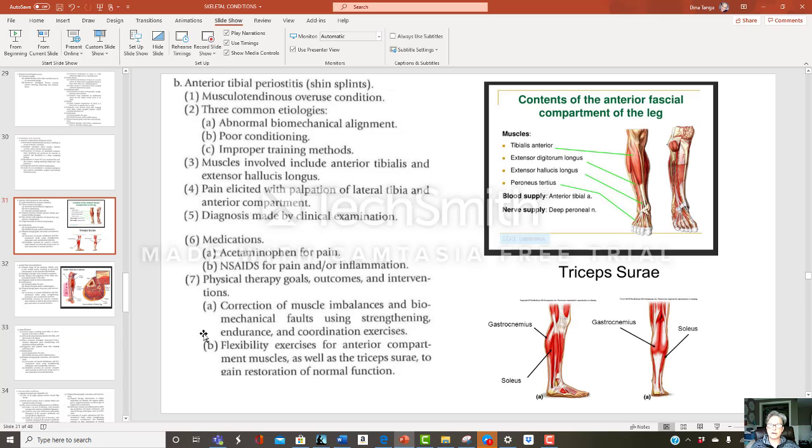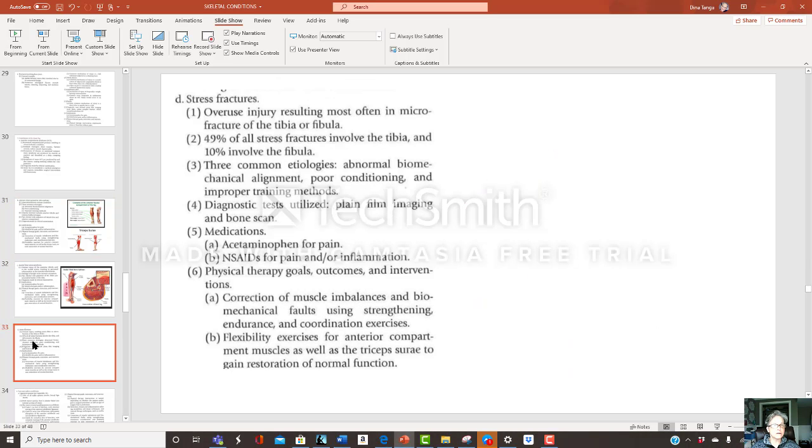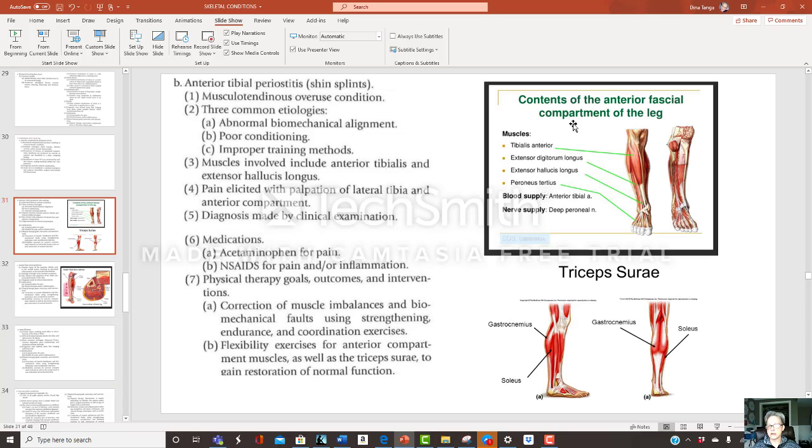So basically going back up here, contents of the anterior fascial compartment of the leg, which is the tibialis anterior, extensor digitorum longus, extensor hallucis longus, peroneus tertius, and the triceps surae is the gastroc and soleus. So, if you have anterior tibial periostitis, shin splints, medial tibial stress syndrome, or stress fractures, you're going to focus on strengthening the anterior compartment of the leg, as well as the triceps, front and the back. So toe raises and heel raises, pretty much.